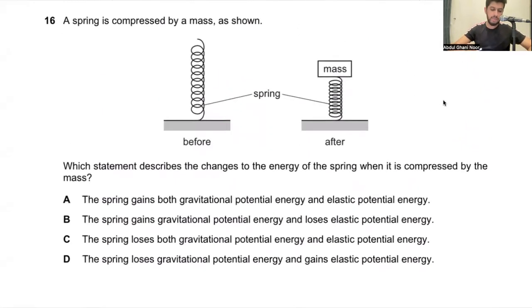Question number 16 says, a spring is compressed by a mass as shown. Which statement describes the changes to the energy of the spring when it is compressed by the mass? So the spring gains both gravitational potential energy and elastic? No, it loses gravitational potential energy. It gains elastic potential energy. GPE कम होगी, elastic potential बढ़ेगी क्योंकि compress हो रहा है spring. The spring gains gravitational? No. The spring loses gravitational potential energy and elastic potential energy? No. The spring loses gravitational potential energy, bilkul, and gains elastic potential energy. That is absolutely right.